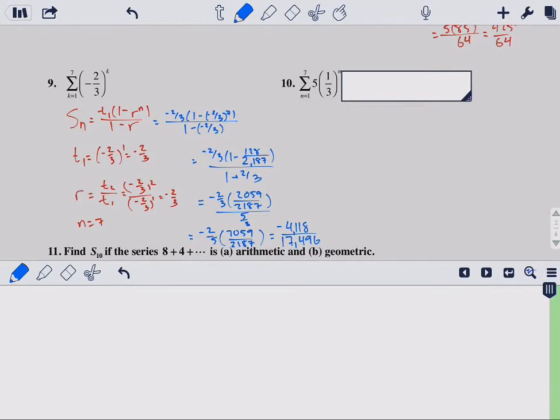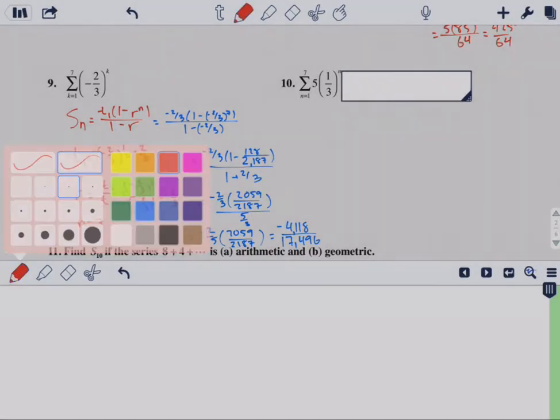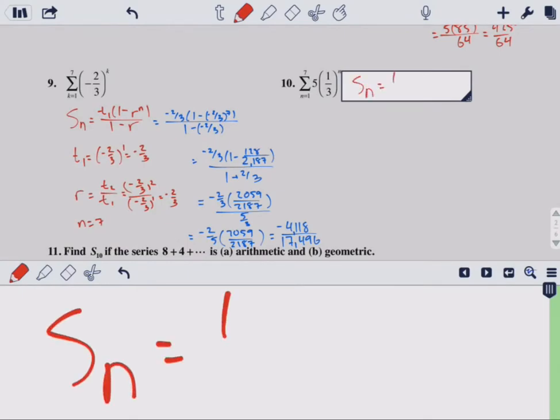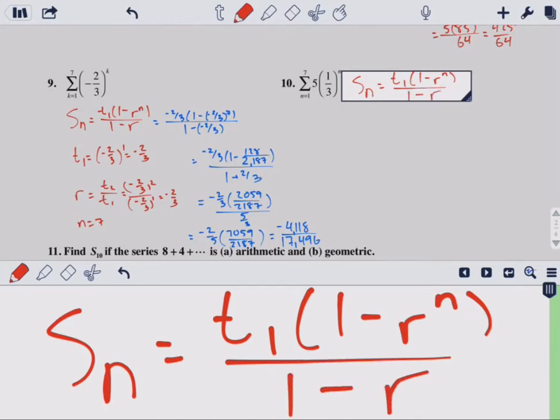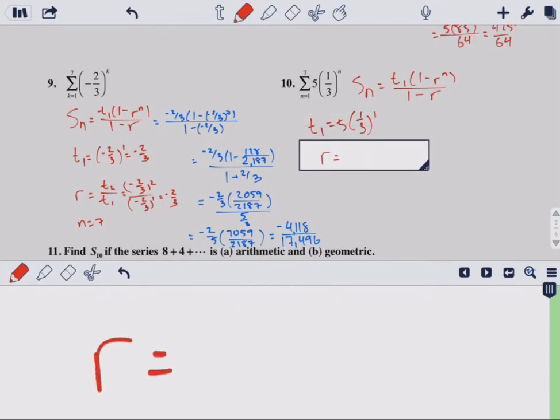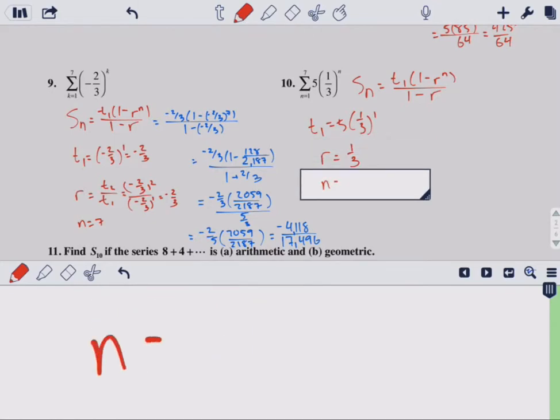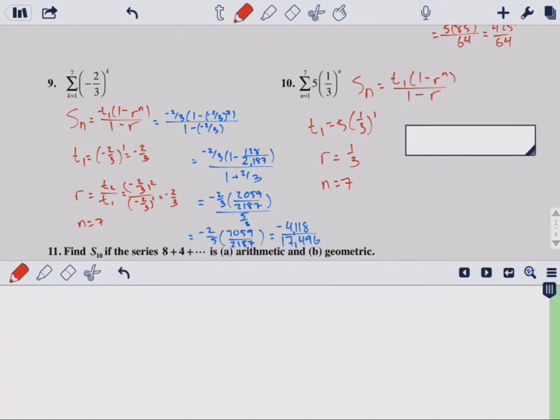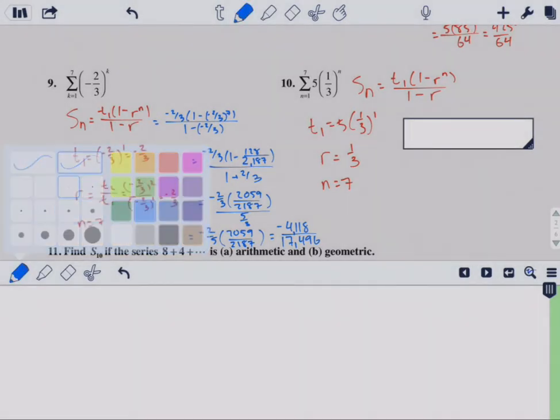All right, so same thing here. Do S sub n. S sub n is equal to t sub 1 times 1 minus r to the n over 1 minus r. T sub 1 is equal to 5 times 1/3 raised to the first. R is equal to 1/3. And n is equal to 7. Okay, so let's come over here and do this.